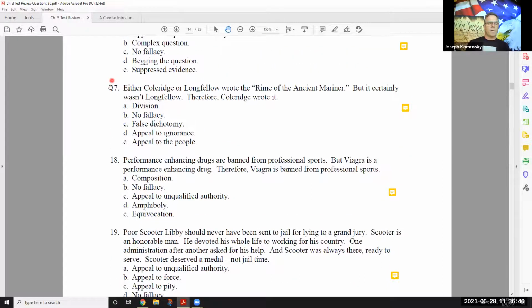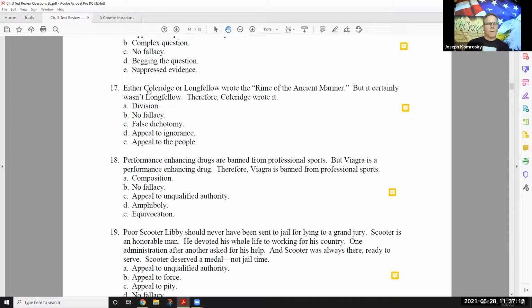17. Either Coleridge or Longfellow wrote the Rime of the Ancient Mariner, but it certainly wasn't Longfellow, therefore Coleridge wrote it. I'm given two choices. It seems like I'm eliminating one. I have the other one. What is it? Is it a fallacy or no fallacy? No fallacy. That is a disjunctive syllogism. Either or, choice one or two. It's not one, it's two. The conclusion follows, okay?